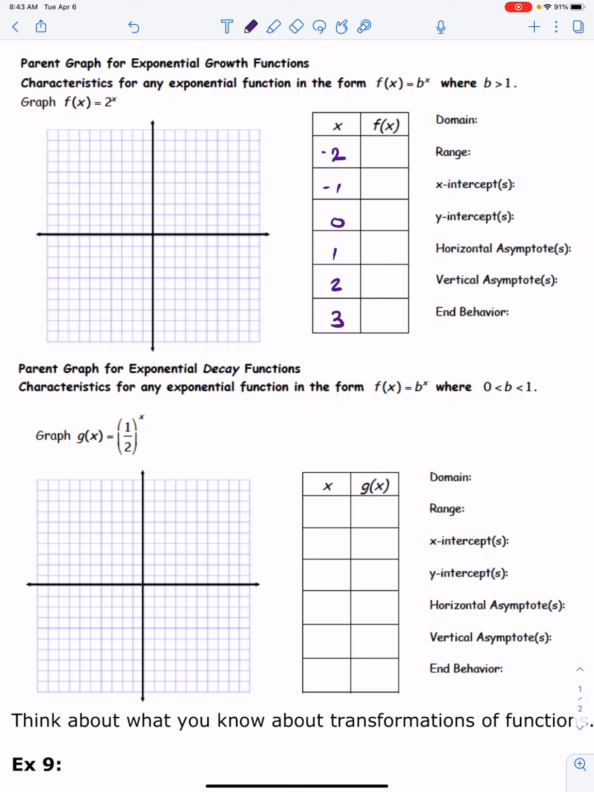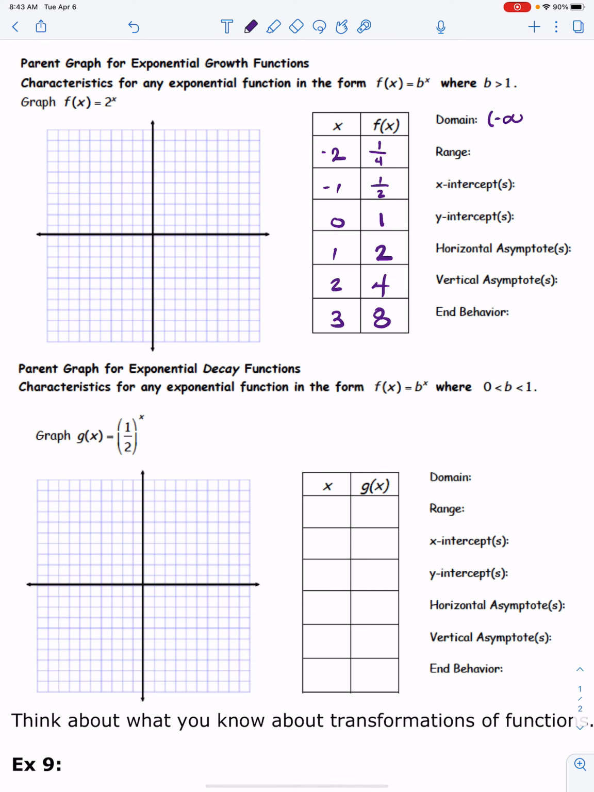2 to the -2, 1 over 2 squared, gives us a 1/4 here. 2 to the -1 becomes 1 over 2 to the first, which is 1/2. 2 to the 0, anything raised to the 0 power is 1. And then probably more comfortable with these down here. 2 to the first is 2. 2 to the second is 4. 2 to the 3 is 8. Keep in mind, we can plug in anything we want.